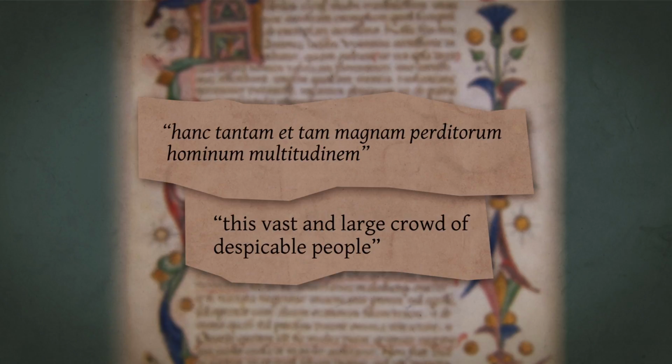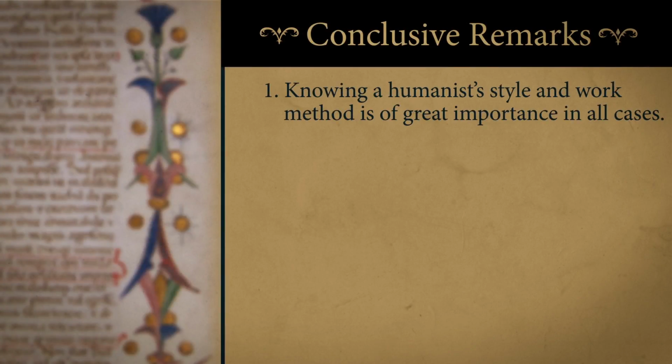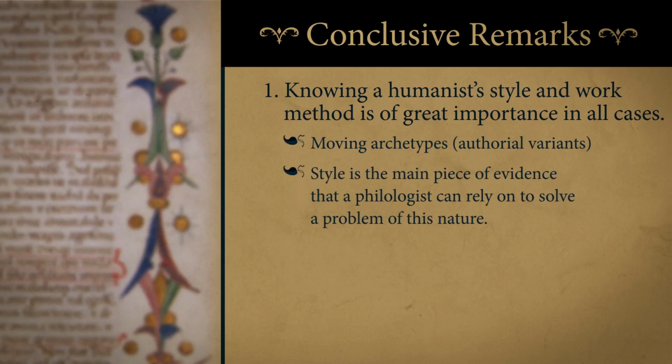A couple of conclusive remarks before we move on to the last two topics that I wish to discuss, marginal notes and punctuation. First, as you have seen, knowing a humanist's style and work method is of great importance in all cases. This is particularly true when dealing with so-called moving archetypes or variable archetypes, also known as authorial variants. Especially when lacking witnesses with corrections in the author's own hand, style is the main piece of evidence that a philologist can rely on to solve a problem of this nature.